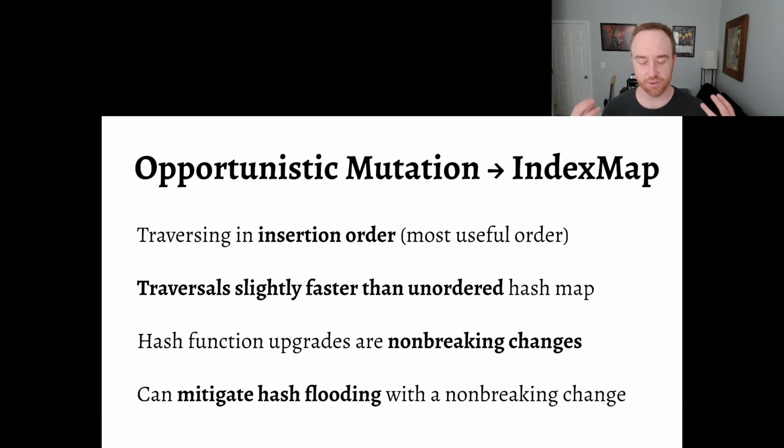Opportunistic mutation is the key that led to all these explorations. That's the optimization that Roc does that these other languages don't do, which ended up leading us to index map of all things. For languages that don't have referential transparency, that are not pure functional languages, an unordered hash map probably makes a lot more sense. But in our case, even though we know that insertion order is potentially going to be a little bit slower, this probably makes the most sense. It means we get the widest range of usability because we get to maintain insertion order. We know that traversals will be slightly faster, but lookups will be slightly slower. Upgrades can be non-breaking changes to a hashing function, and we have a strategy for how we're going to mitigate hash flooding, even though we haven't implemented it yet.